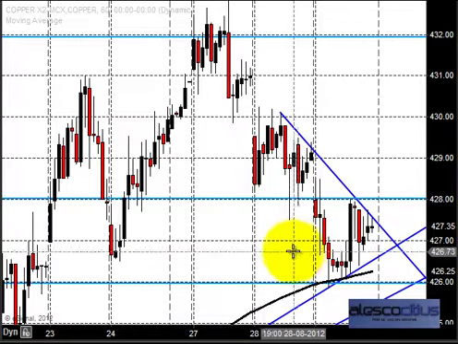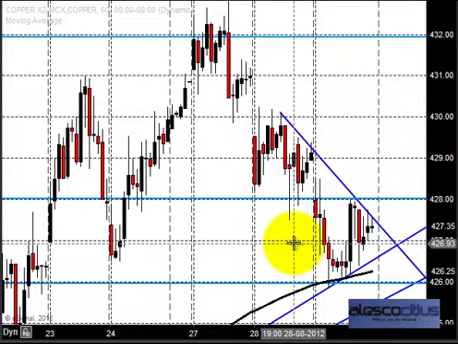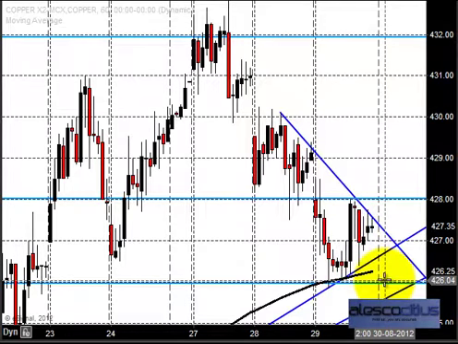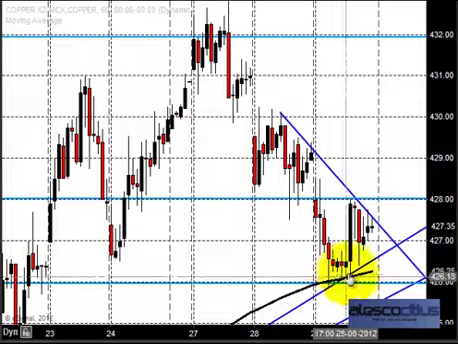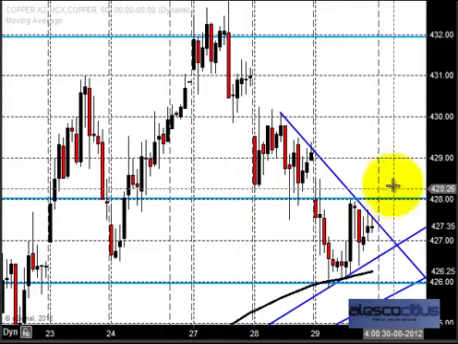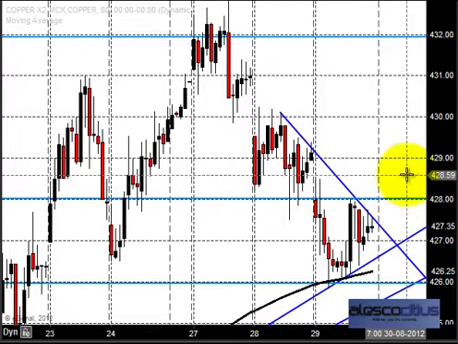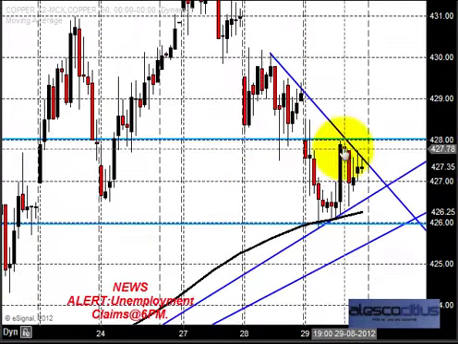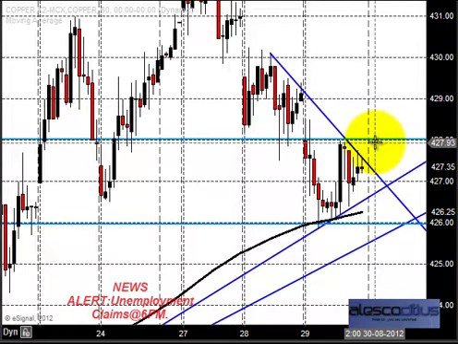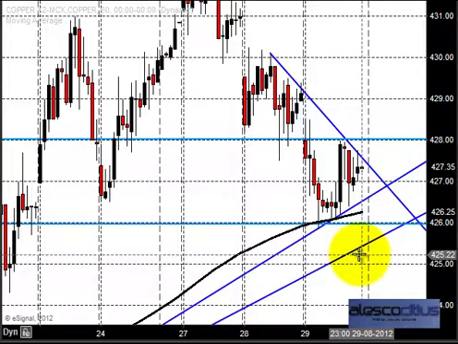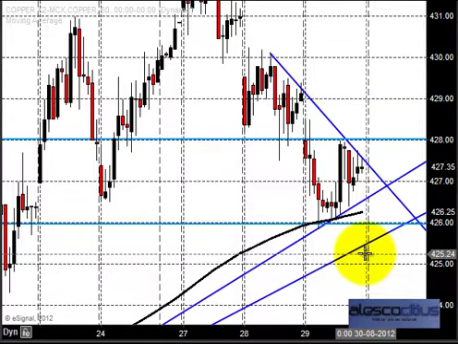Two criteria should be satisfied if copper wants to maintain an uptrend. One is that 426 should act as a very good support like it did yesterday, so that it can push the market above 428. A clear breakout and a closing above 428 can confirm that the market has a possibility to stay in an uptrend. But if the price fails to sustain or break 428, if the price opens lower and breaks 426, then it signals that the market can move down.